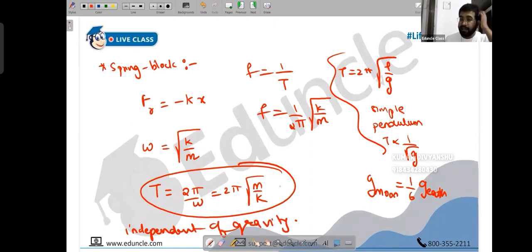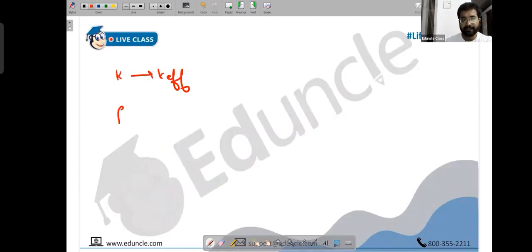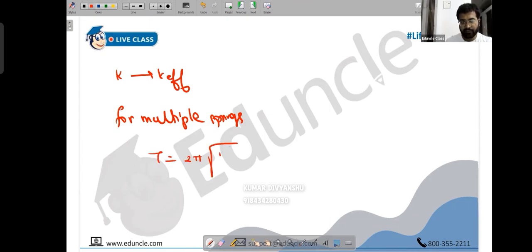Second is that instead of k, you can have k effective too. If you are using two or more springs, the block will remain one. You are not going to use multiple blocks. You will use only one block of mass m, but springs could be multiple. So in case of multiple springs, k will be replaced by k effective. In that case, the time period becomes 2 pi under root of m upon k effective.